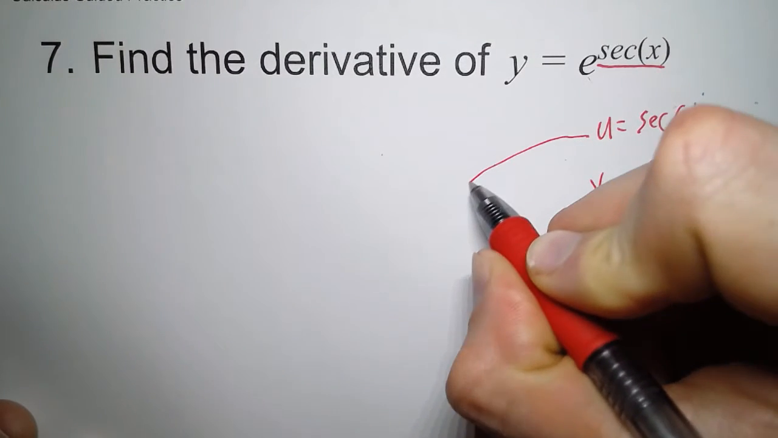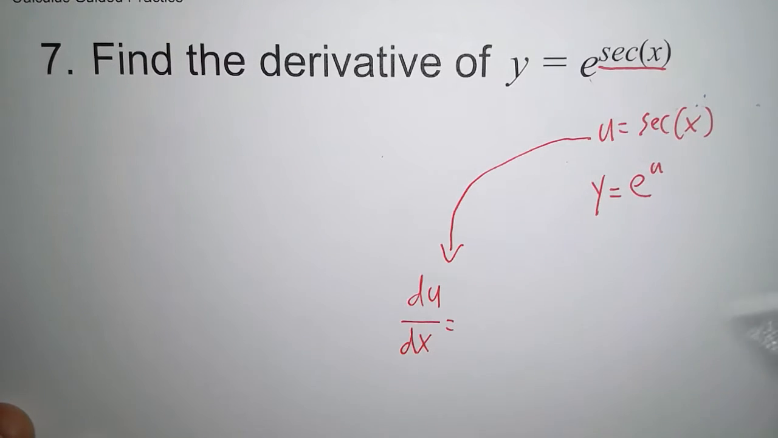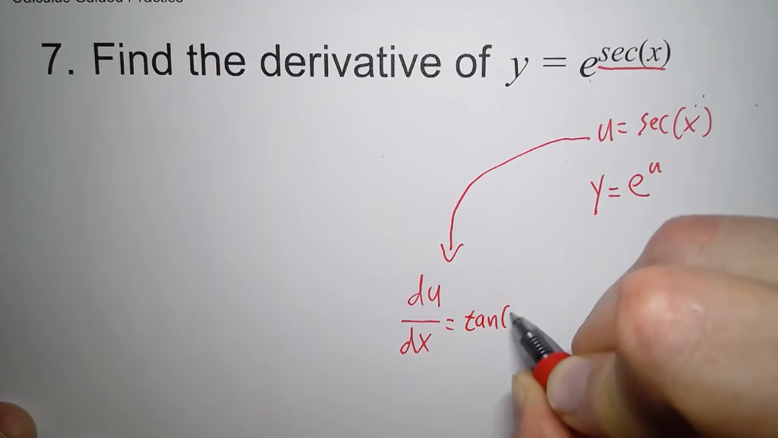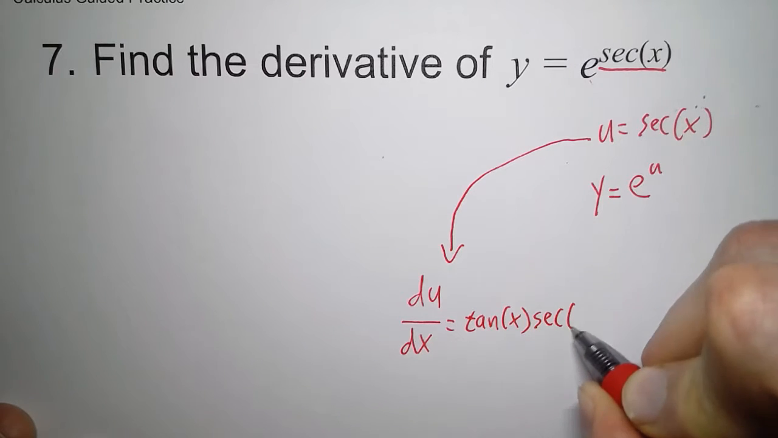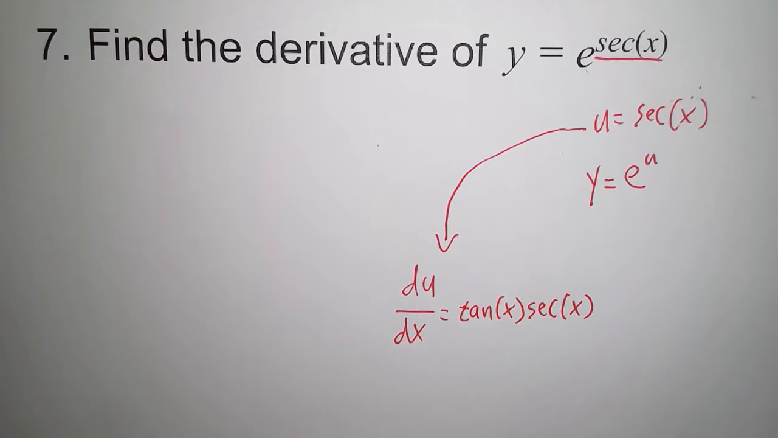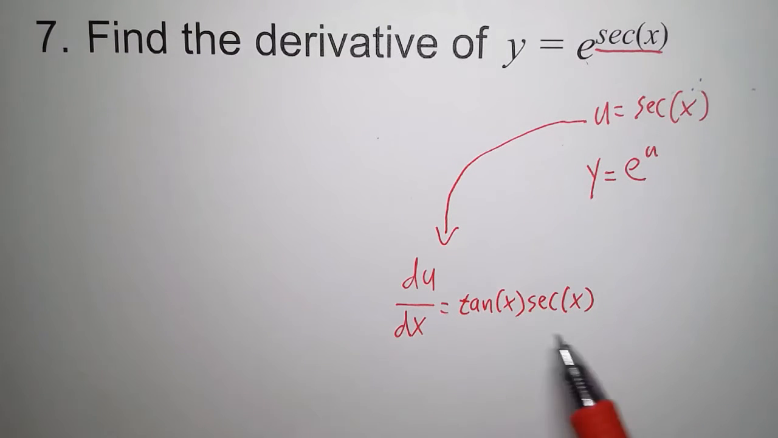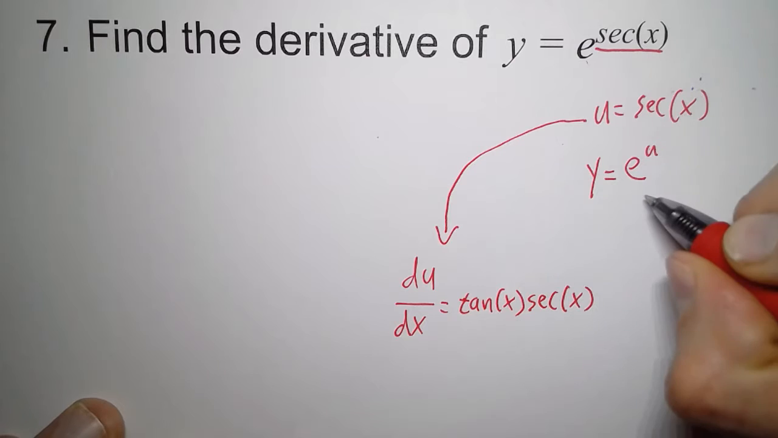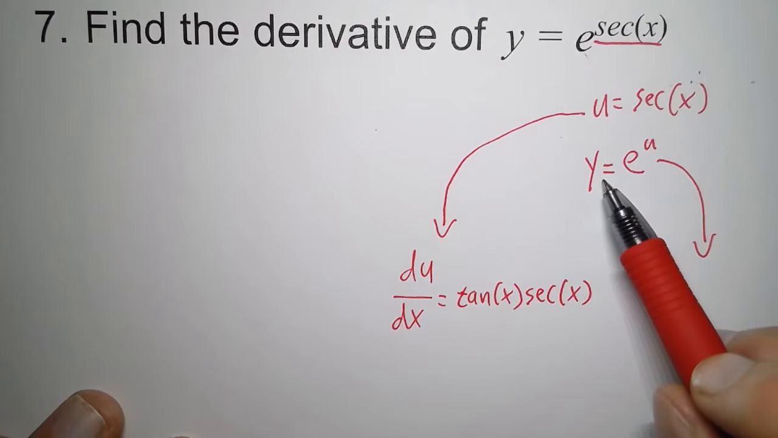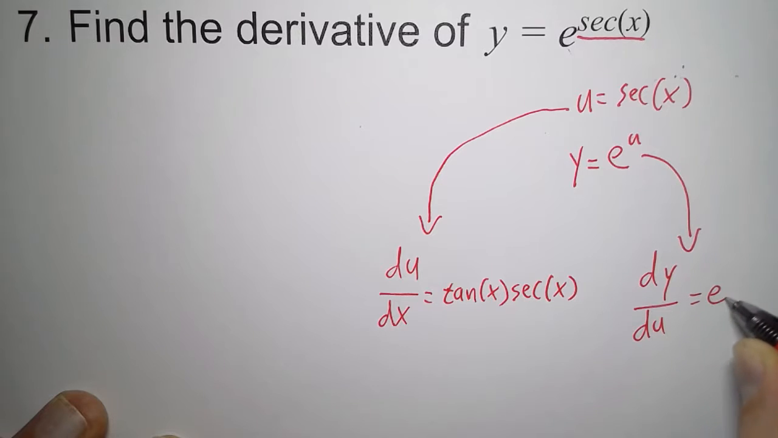So applying chain rule, then du dx, that's equal to, well, the derivative of secant is tangent of x times secant of x. If you saw the previous video that we did with trig functions and quotient rule, you'd remember that. If you didn't, I suggest you go look at that video to see how we came up with that. It's a handy way to remember these derivatives that aren't sine or cosine. And then over here, y equals e to the u, dy du, that's equal to e to the u.